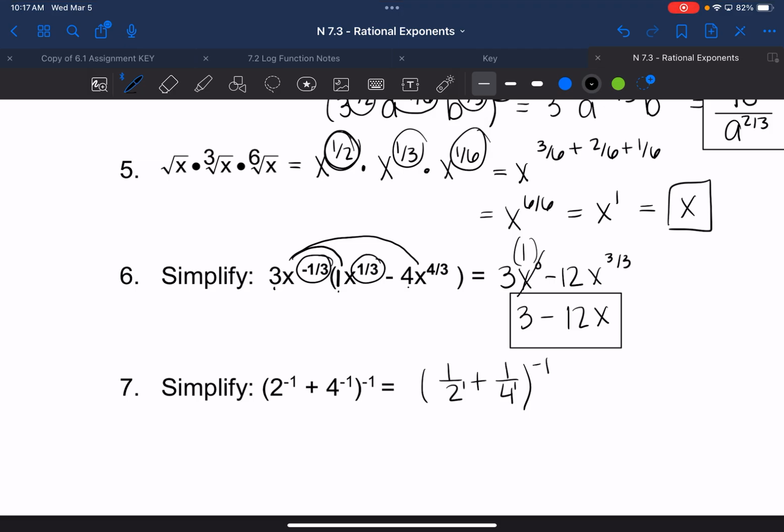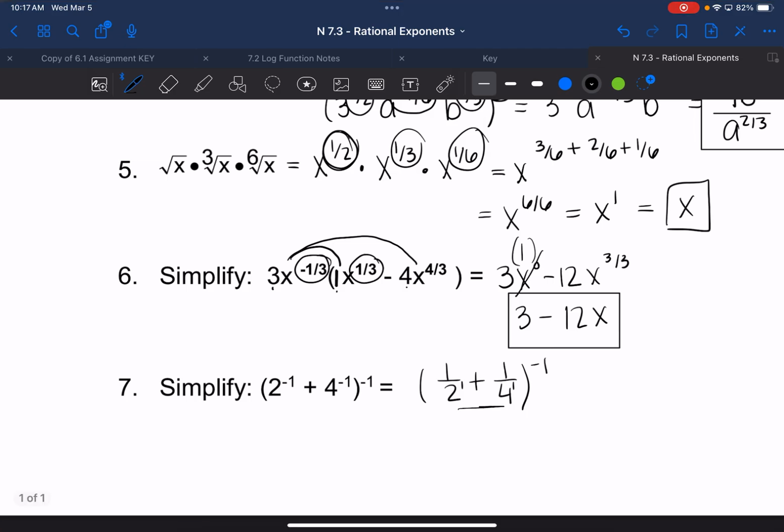So we've got 1/2 plus 1/4 raised to the negative 1. Again, I'm supposed to simplify inside the parentheses first, right? Okay, parentheses comes before exponents, so I can't deal with that negative 1 yet. I do need to simplify. I can't add them as they are because I need a what? Right. So what would I change 1/2 into? 2/4. So inside here, I would actually have 2/4 plus 1/4, right? And what is 2/4 plus 1/4? 3/4. So I've got 3/4 to the negative 1.